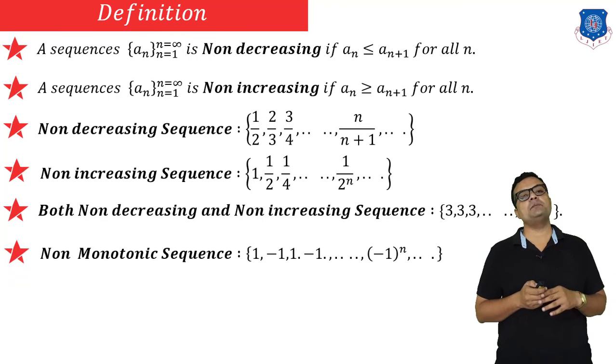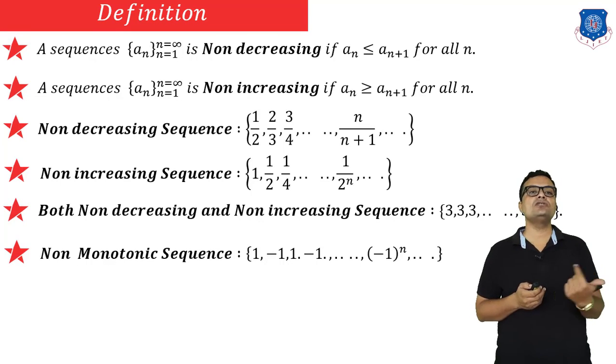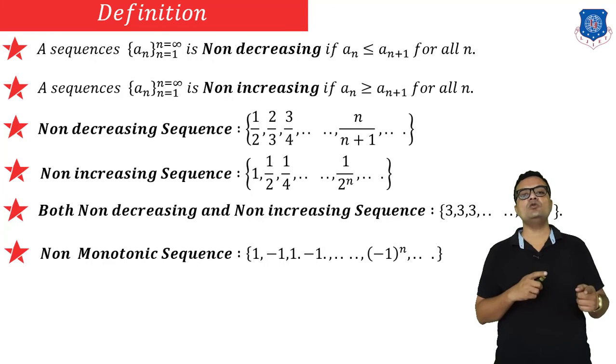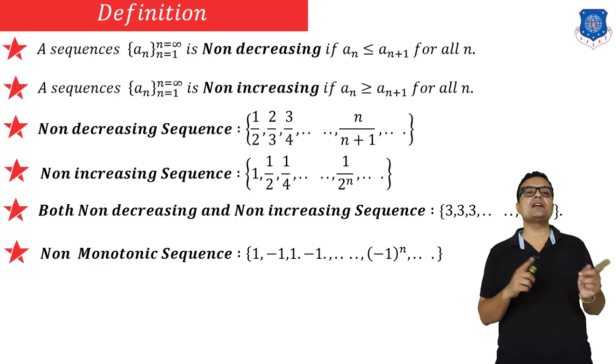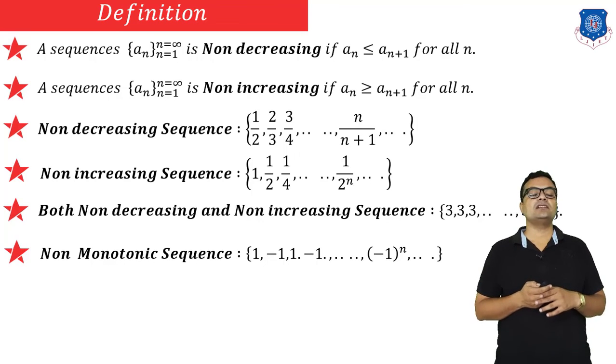Finally, it may happen that your sequence is not a monotonic sequence, meaning it is neither non-increasing nor non-decreasing. This is an oscillating sequence. It is moving from 1 to minus 1, 1 to minus 1, infinitely many times, and that means it is a non-monotonic sequence.